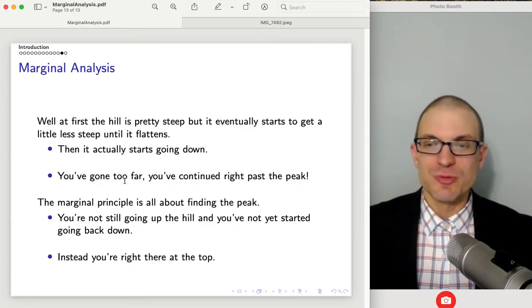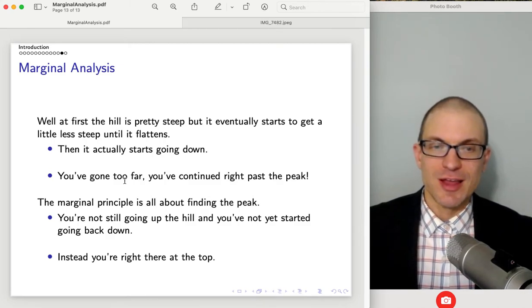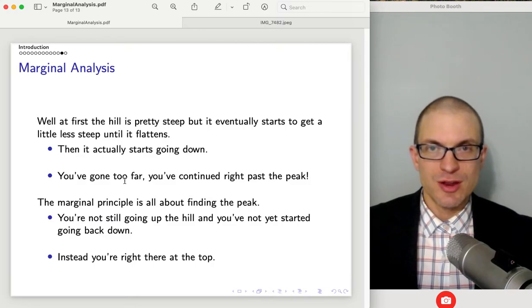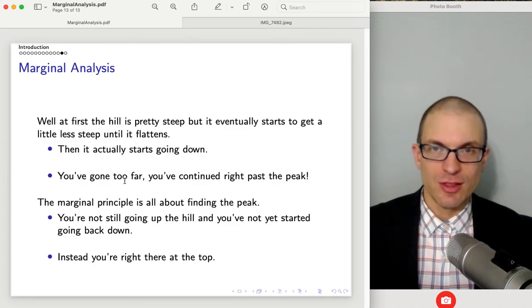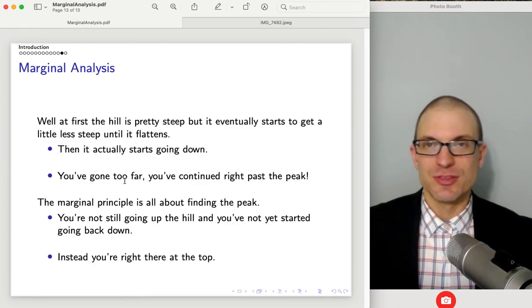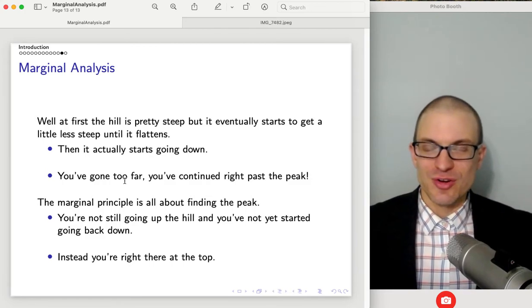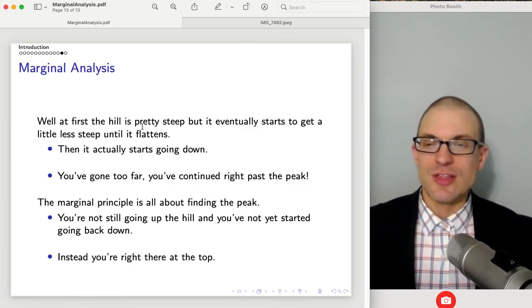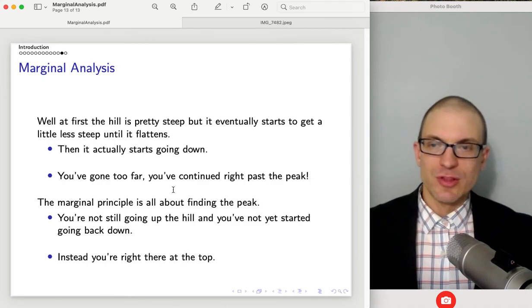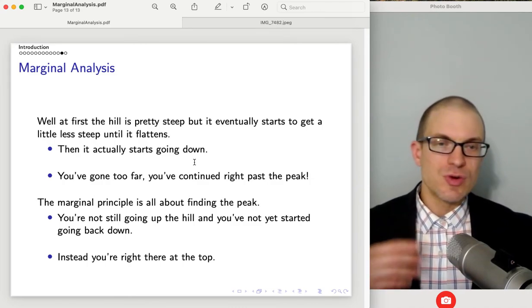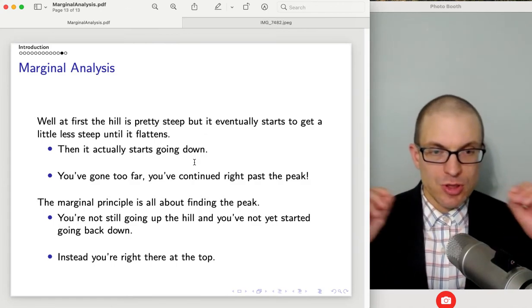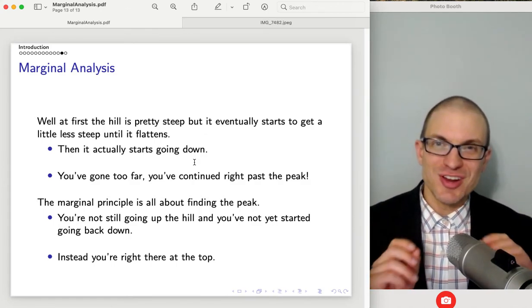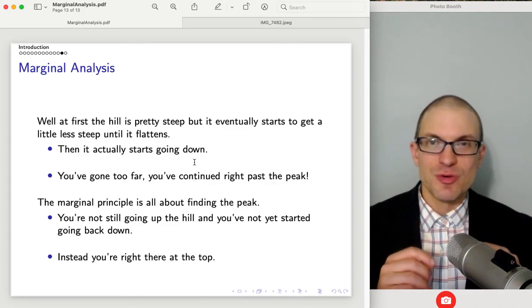Well, the marginal principle is all about finding that peak. It's finding the highest point on the hill. It's finding the point where you're not still going up the hill with an additional step, nor have you quite started going back down the hill. Instead, you're right there at the top on kind of the flat level ground before you start going down to the bottom. That's the consequence of optimization. As you've reached the optimal point, you can go no higher. Any adjustments in either direction bring you to a lower point. If this is profit maximization, changing output in either direction will bring you lower profits.